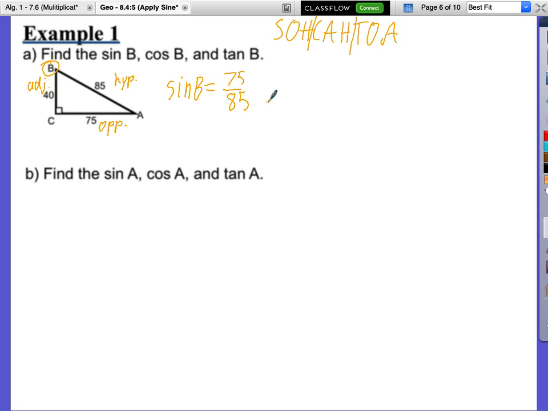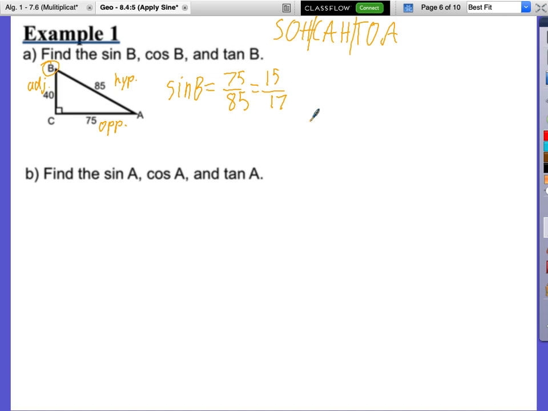Now, could we reduce that fraction? Yeah, let's do it. What goes into both 75 and 85? 5. Okay, we see that 5 there at the end. How many times does 5 go into 75? Not quite. Let's try 15. And how many times would it go into 85? 17. If we weren't sure, how could we check?